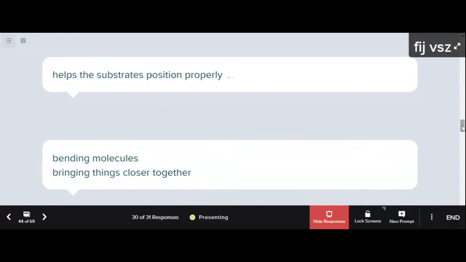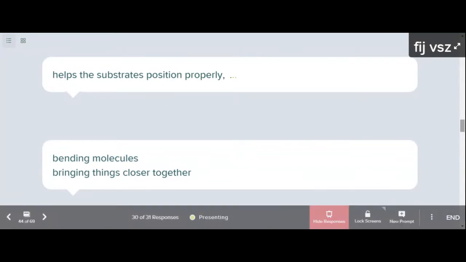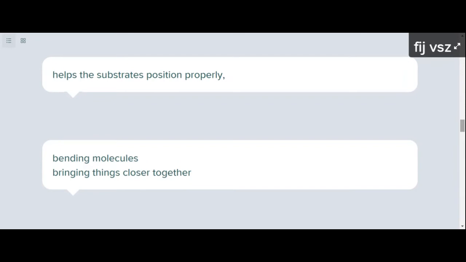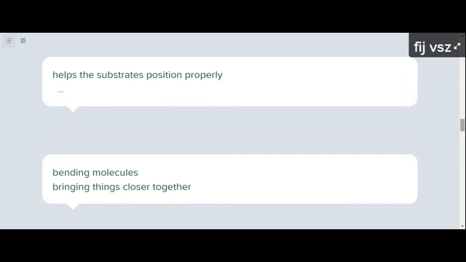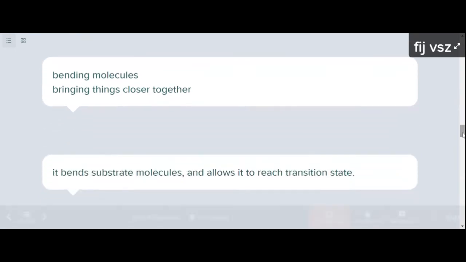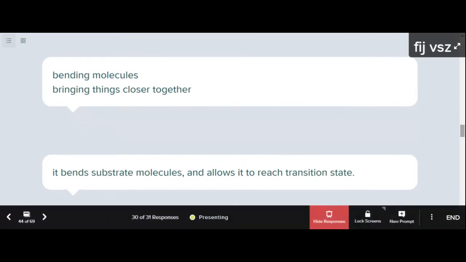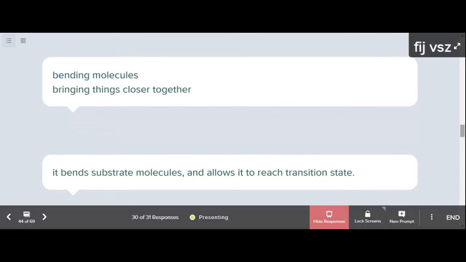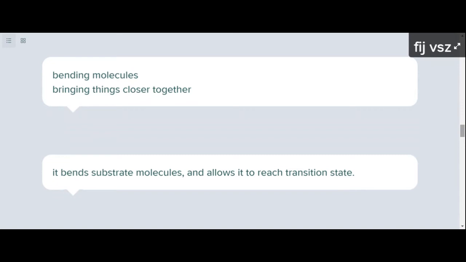The substrate's position, for example, if you're synthesizing something and putting two new things together, the enzyme will have an active site that fits those two things and orients them better so that new bonds can be formed much more quickly and easily. Yes. Much better than if they were just bouncing around randomly in space and working together that way.